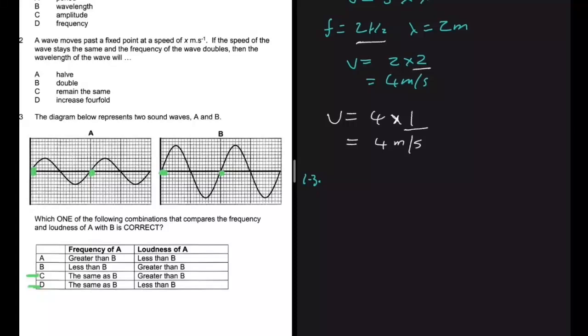And then let's look at the loudness, because that's the other criterion we have. Option C says that the loudness of sound wave A is greater than that of B, right? What is loudness related to? Loudness is related to the amplitude. We can see that the amplitude of B is greater than that of A. So our answer here for 1.3 is actually D, because the frequency of A is the same as the frequency of B. But the loudness of A is less than the loudness of B because of the amplitude. Sound wave B has a higher amplitude.